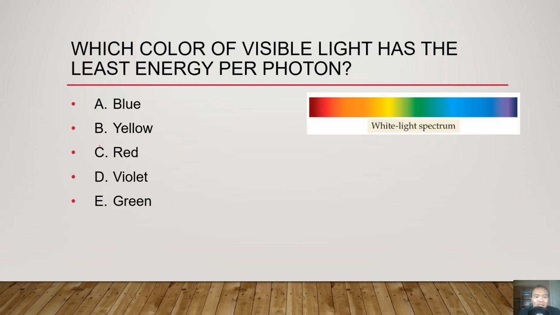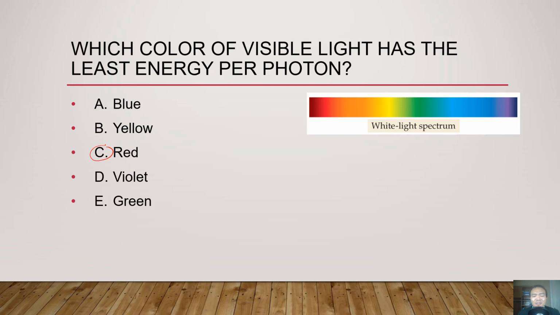Which color of visible light has the least energy per photon? Least energy means the lowest frequency and the longest wavelength. So which light has the longest wavelength? Red light has the longest wavelength of about 750 nanometers. Violet has the shortest wavelength, thus the highest frequency and highest energy per photon.